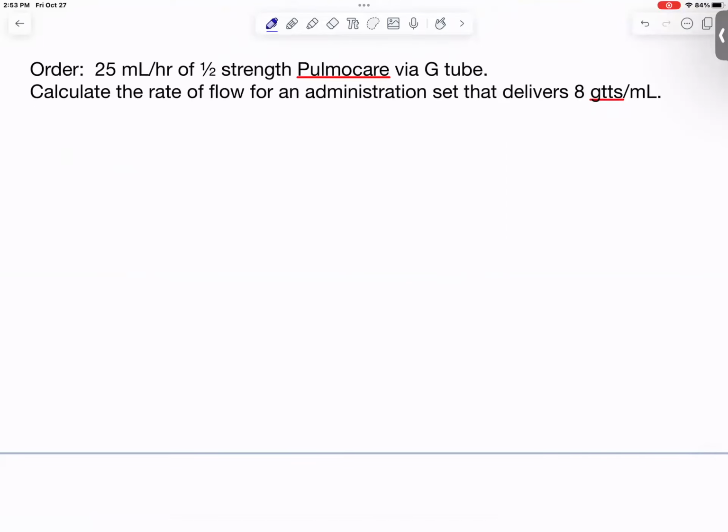Why don't you solve this one for me? All right, let's do it. All right, so the order is to run 25 milliliters an hour of half-strength Pulmicare. The patient has a G tube, a feeding tube. So order is to run it at 25 milliliters an hour, half-strength. Calculate the flow rate. So I'm solving rate and a flow rate. So I'm giving either a pump or a drop, right? For an administration set that delivers 8 drops a milliliter.